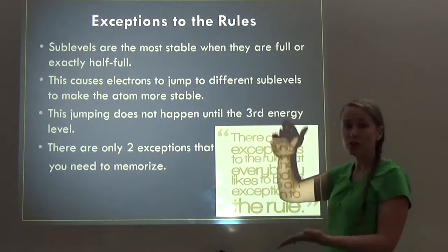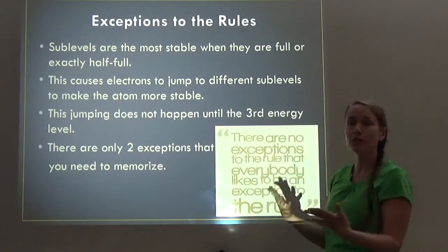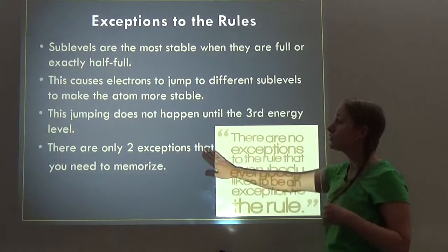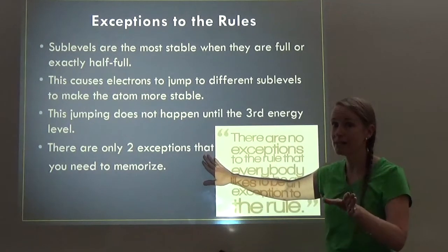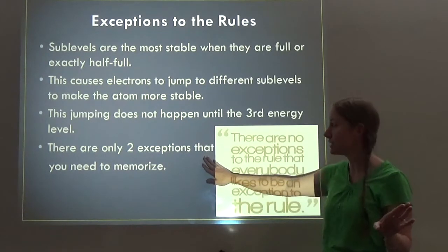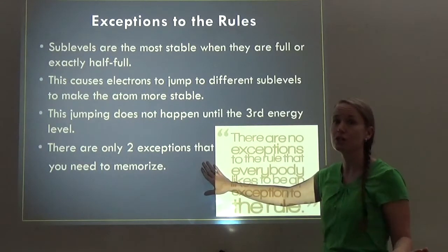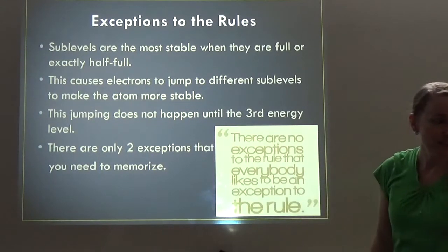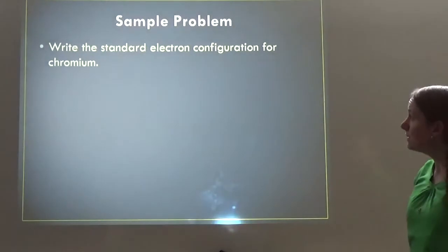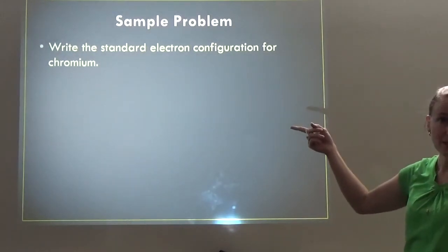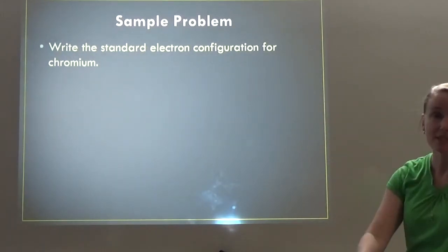So until the 3rd energy level, they're just not close enough for the electrons to make that jump. Now there's only 2 exceptions you need to memorize. There are way more than 2 actual exceptions, but there's only 2 that I will actually ask you about that you need to know by heart. Those 2 are chromium, which is Cr on the periodic table, and copper, which is Cu.